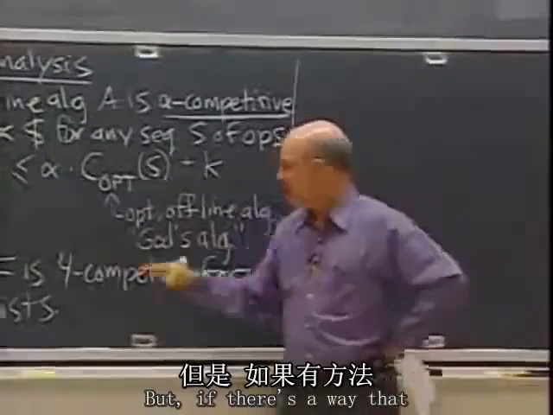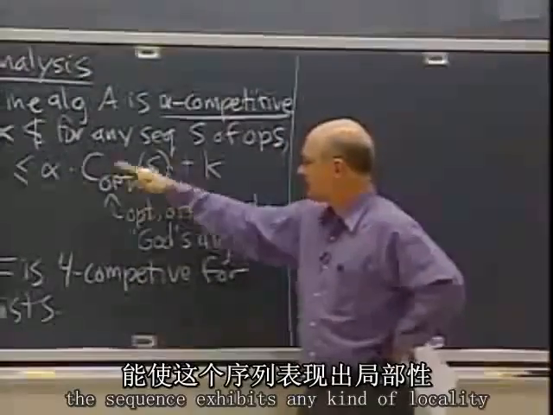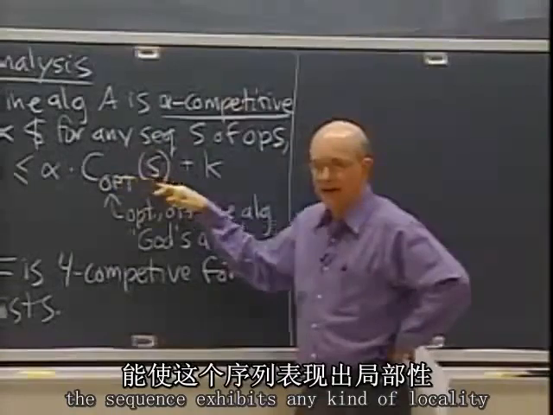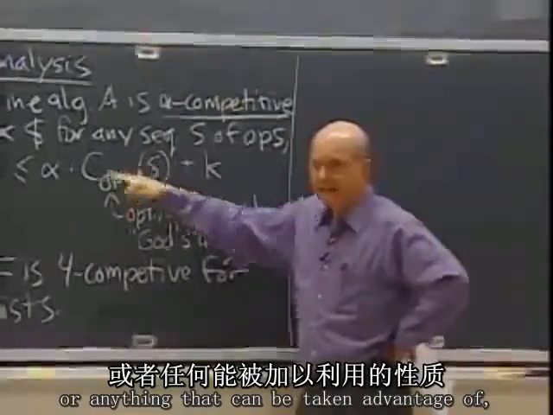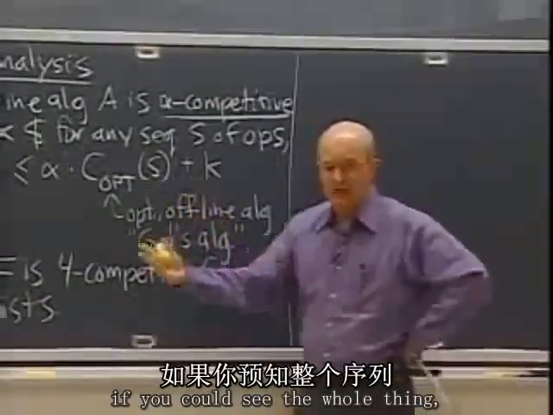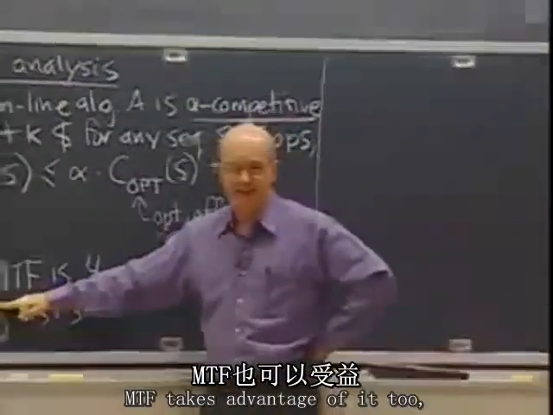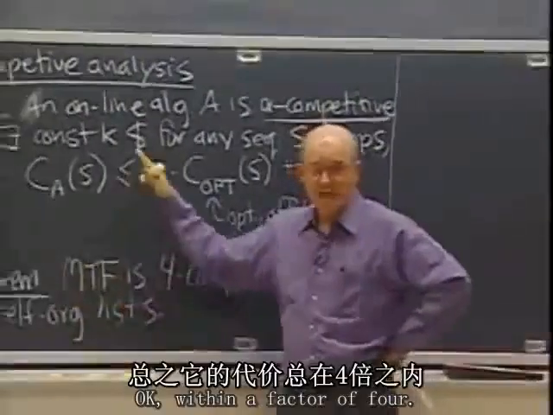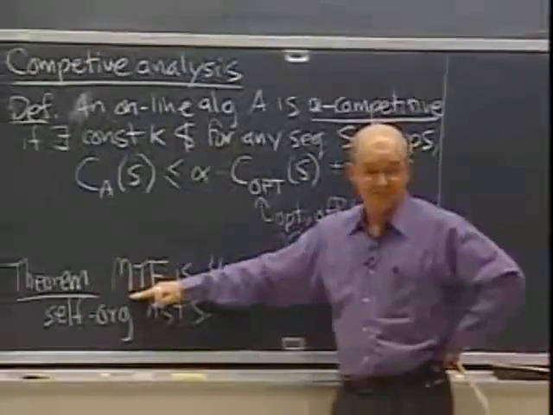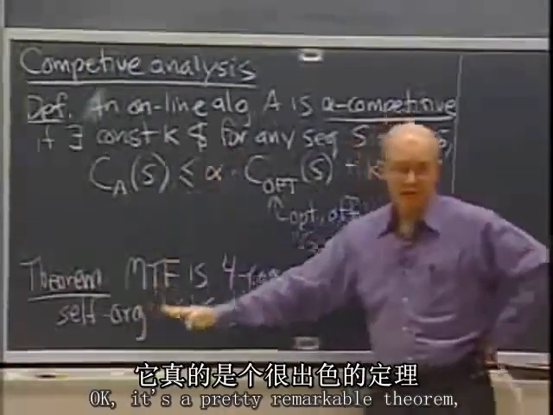But if there's a way that the sequence exhibits any kind of locality or anything that can be taken advantage of, if you could see the whole thing, MTF takes advantage of it too. Okay, within a factor of 4. Okay, so really, I think, pretty remarkable theorem.